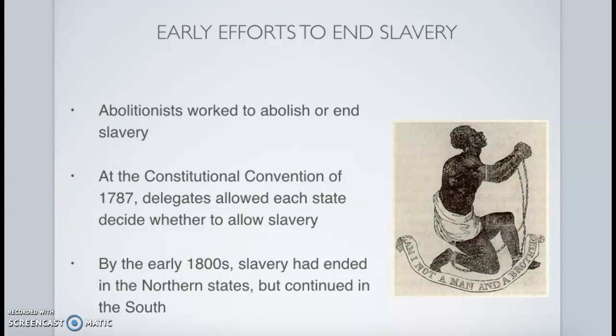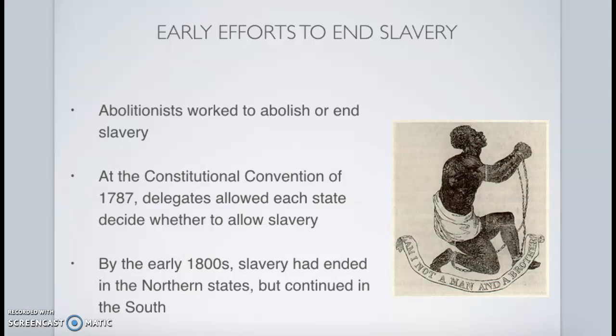So, again, abolitionist work was the work of abolishing or ending slavery. And basically, during this time period, and we're talking about the time period from about 1787 up until about 1865, when slavery was abolished in the United States, is the time period that we call the abolitionist era. And basically, in 1787, states were allowed to decide whether or not they wanted to allow slavery.